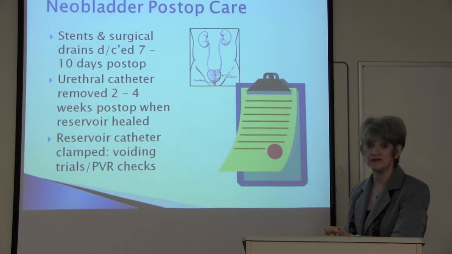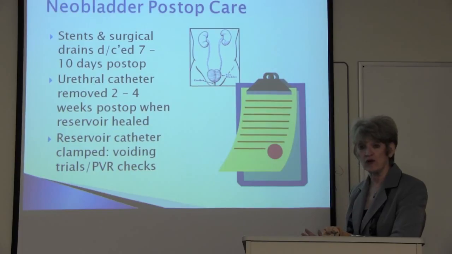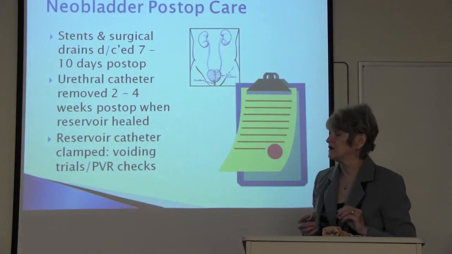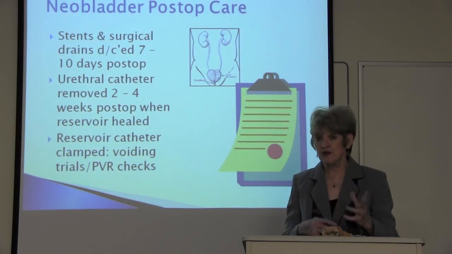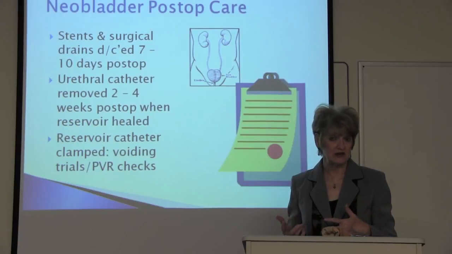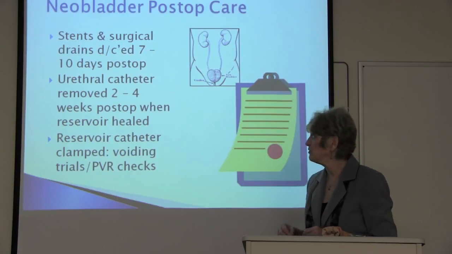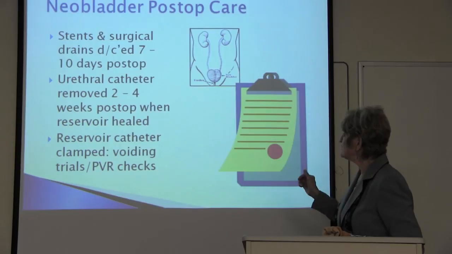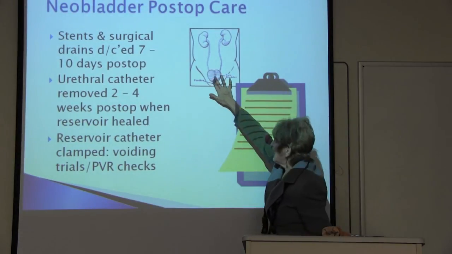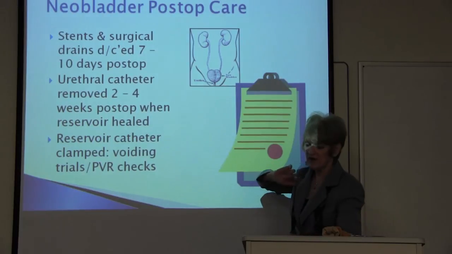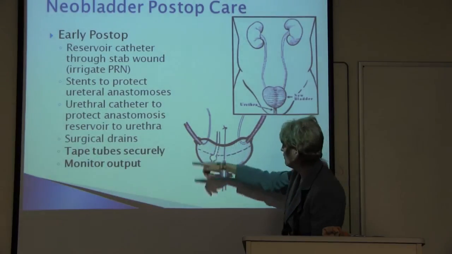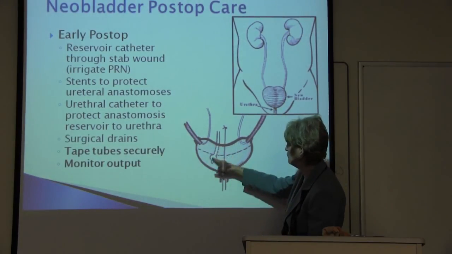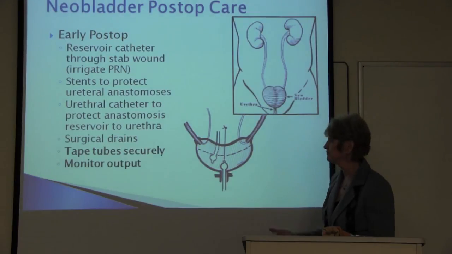Not always, but typically. That's pretty much always the first thing to come out, the stents and the drains. The urethral catheter comes out next, usually about 2 to 4 weeks post-op, once the reservoir and the urethral anastomosis are well healed. So again, they've typically done a pouchogram to be sure that everything looks good, that you don't have extravasation anywhere. At that point, they can remove the urethral catheter. They usually leave the reservoir catheter in as backup, and I've been explaining to you why. So if I go back one, the stents would be gone, the urethral catheter's gone, the reservoir catheter's still in place and clamped.